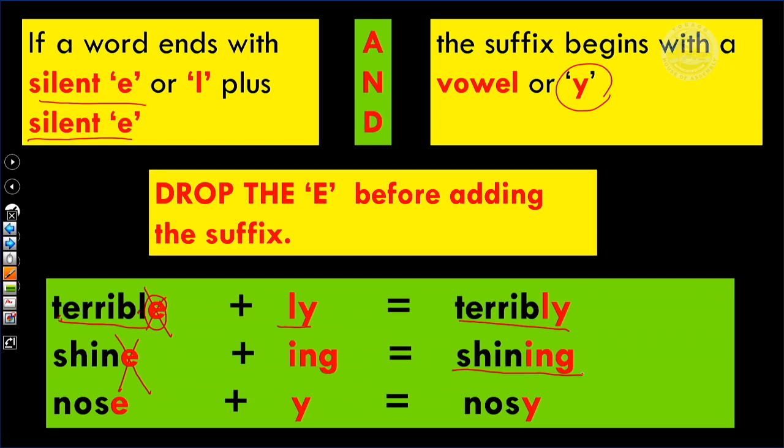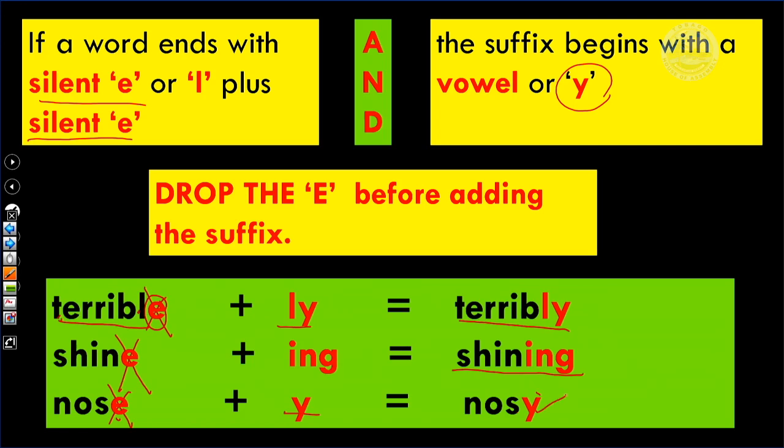Our next word is nose. Again, there is a silent E at the end of the word, and we want to add the suffix Y. What must we do? Again, we drop the E and we add the Y. And our word is, say that word for me. Yes, that word is nosy. If you said nosy, you are correct.